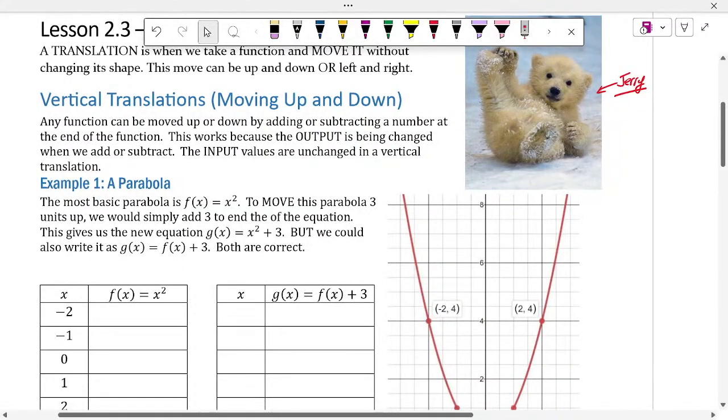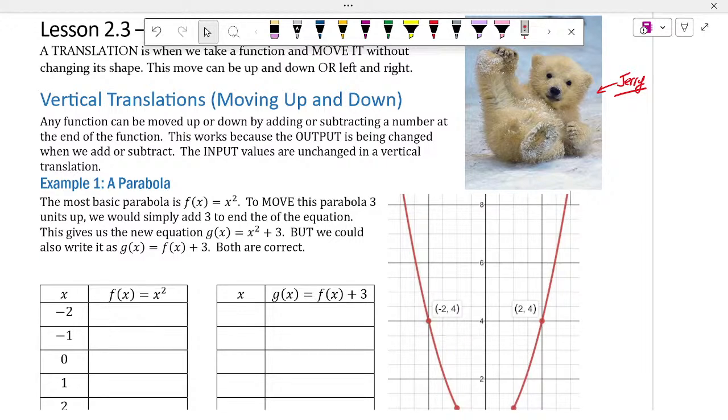So we're going to think about functions in a slightly different way. You know how to think about a parabola in three different forms. What are they? Vertex form, standard form, and factor form. Today we're actually going to talk about vertex form, but we're not going to think about it as vertex form. We're going to think about it in a different kind of way.